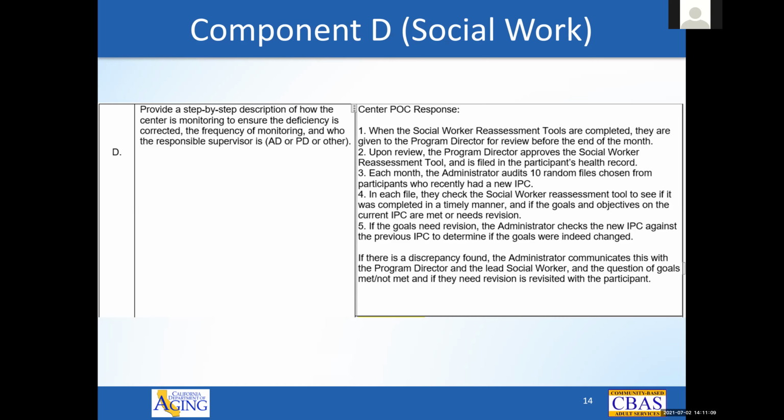Number 3, each month, the administrator audits 10 random files chosen from participants who recently had a new IPC. Number 4, in each file, they check the social worker reassessment tool to see if it was completed in a timely manner and that the goals and objectives on the current IPC are met or need revision. Number 5, if the goals need revision, the administrator checks the new IPC against a previous IPC to determine if goals were indeed changed.